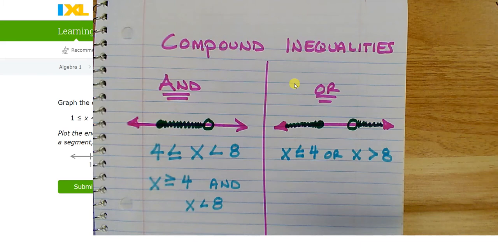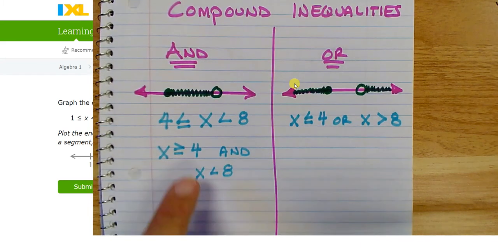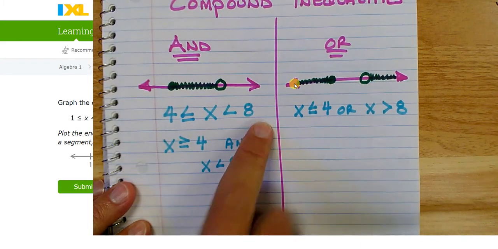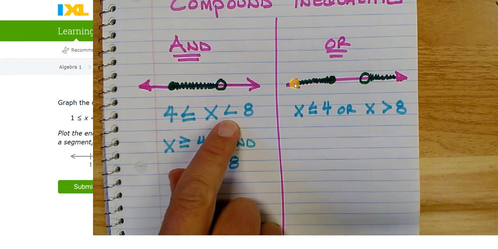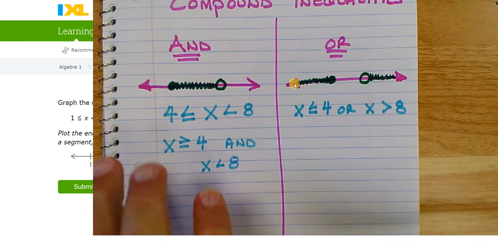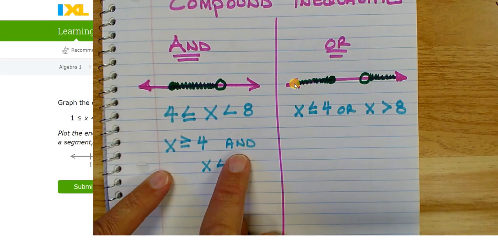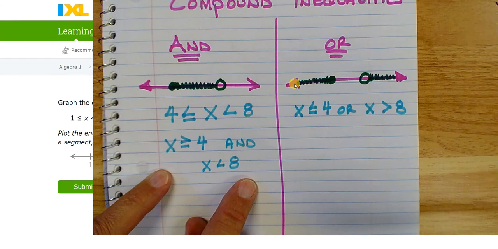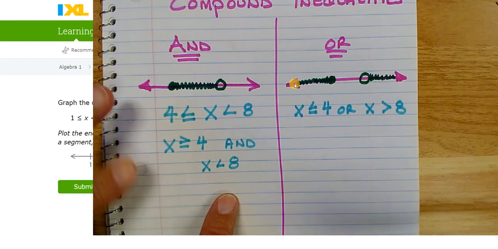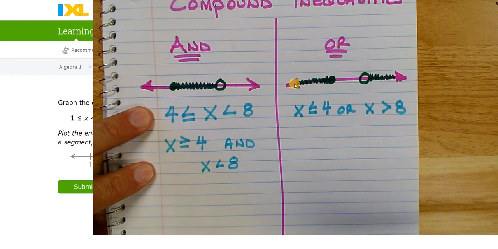The AND statement can actually be written two ways. It can be written all in one sentence. Here's an example. 4 is less than or equal to x, which is less than 8. I could also split this up and join it using the word and. So x is greater than 4 and x is less than 8. So the and statement can actually be written in two different ways. These both mean the same thing.